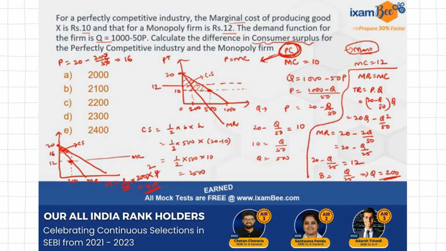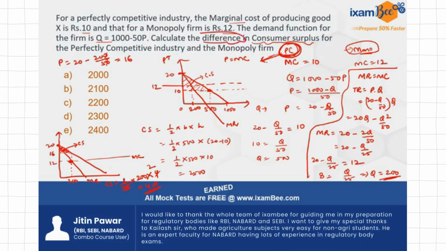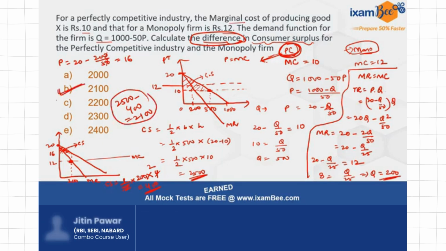Now, what do you have to find out? Actually, you have to find the difference in consumer surplus. So for difference, you have to take the difference here. So 2500 minus 400, which is 2100. This is my difference in consumer surplus. The right answer here is option Z.